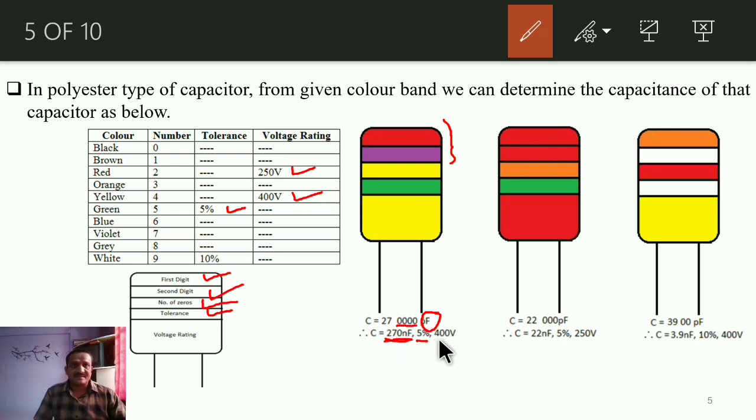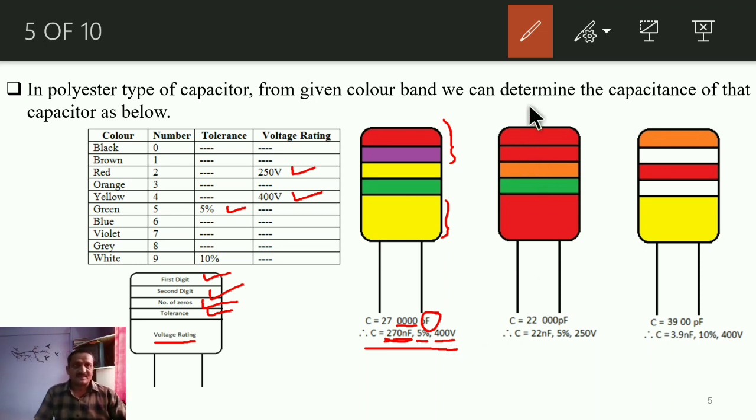And the last one, that is its voltage capacity or voltage handling capacity. See here, it is written over here, the assigned color for this remaining part is for voltage rating. Now the assigned color is yellow, and I already told you only two types of voltage ratings are available and only two colors are assigned, that is red and yellow. For yellow color it is 400 volt, and that's why this capacitor is a 400 volt capacitor. So finally, how will you read the details of this capacitor? It is 270 nanofarad with 5% tolerance and 400 volt voltage handling capacity.